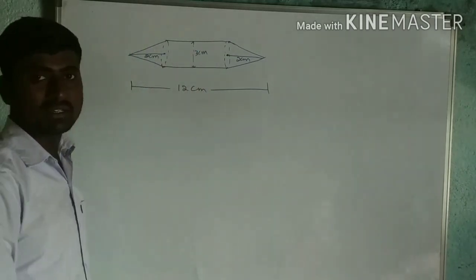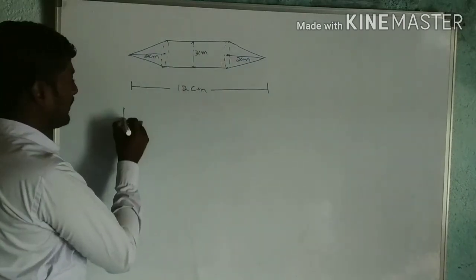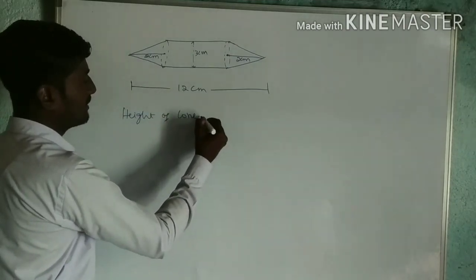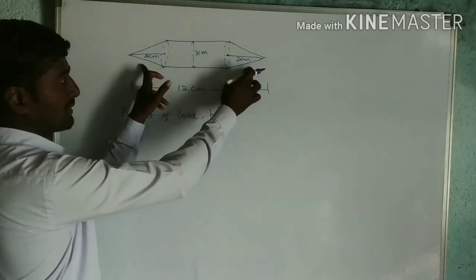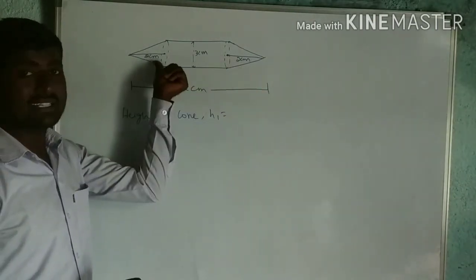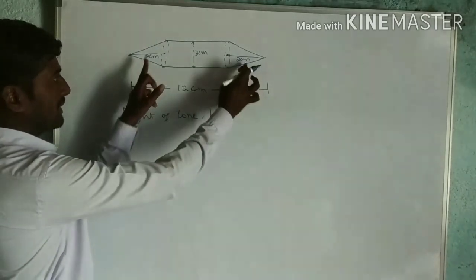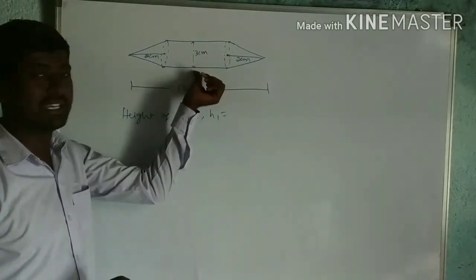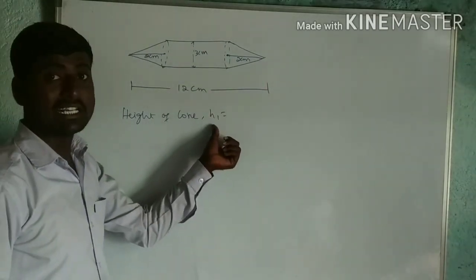So let us write the given data first. Height of cone is given. I will take it as h1, because here the height of the cylinder will come, and here the height of the cone. There are two heights, and they must be different. Here it is 2, so here it will be 8. Total height is 12 centimeter. 2 plus 2, 4, remove this. The remaining will be 8 centimeter, the height of the cylinder. So here 8, here 2. Both are different, so I will take them as h1 and h2.